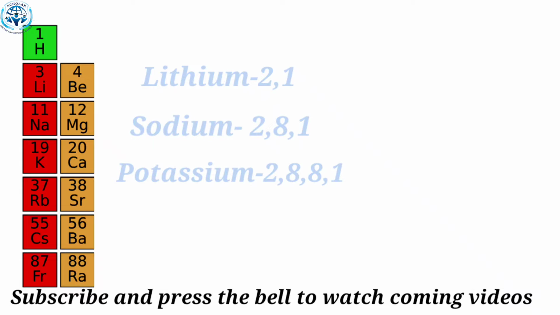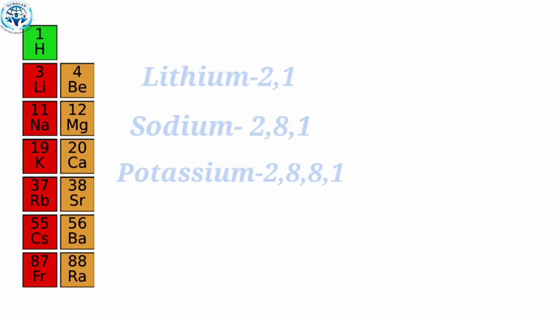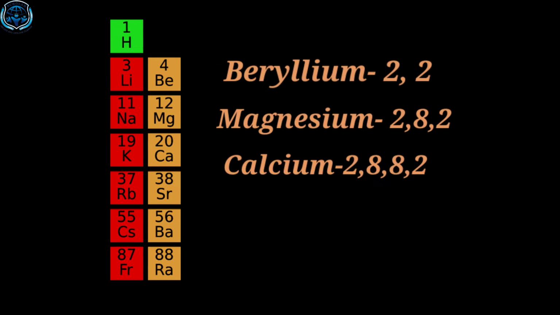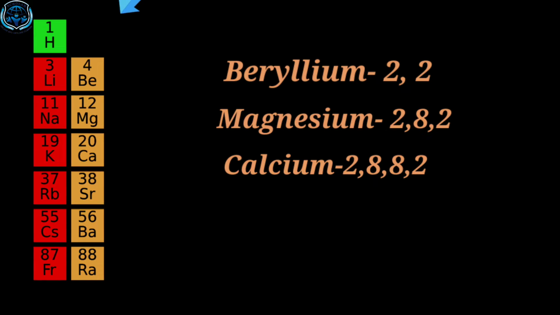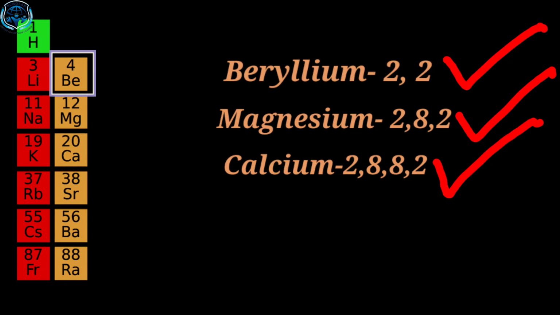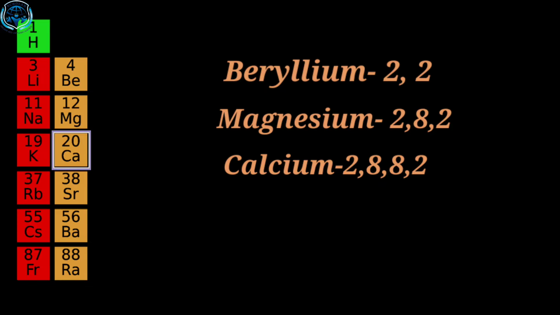Due to this 1 electron, they are grouped under alkalis or first group. They are electropositive and they react with water to form alkalis or strong bases. Now come the second group elements, alkaline earth metals. The first is beryllium, second is magnesium, third is calcium. The electronic configuration, as you can see, is 2 and 2 for beryllium, 2,8,2 for magnesium, and for calcium it is 2,8,8,2. They are harder and less reactive than alkali metals.